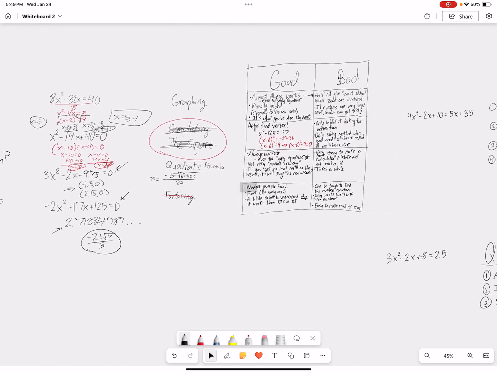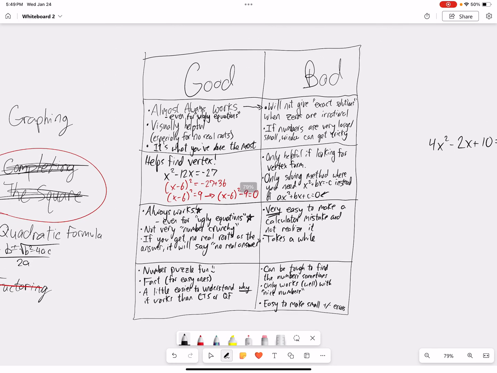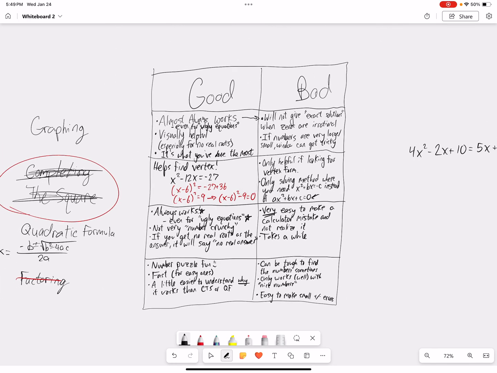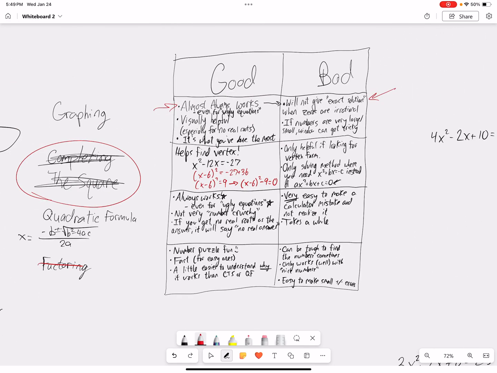Okay, continuing, the good and the bad. So, the good of graphing is that it almost always works, even when equations are pretty ugly. The problem is it won't give you exact solutions. So like in this equation I talked about a second ago, if you were graphing and got that, it didn't work for an irrational number. You would have to round that. So it will not give you exact solutions when the zeros are irrational.